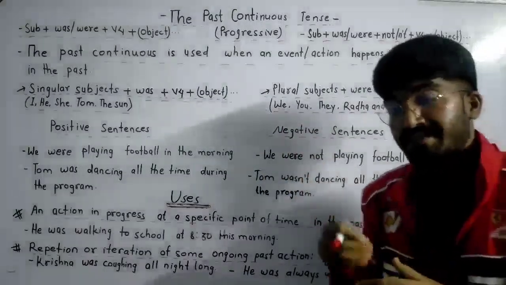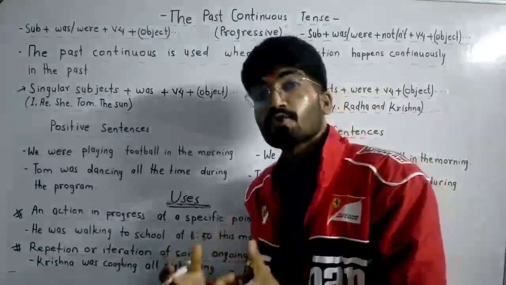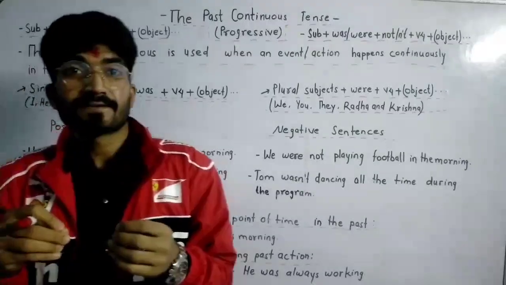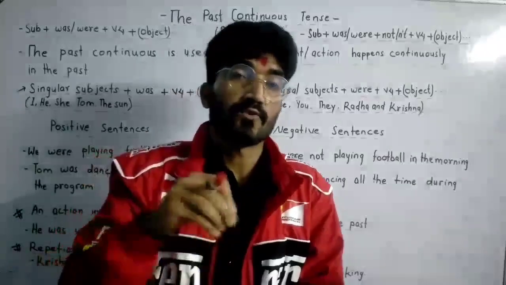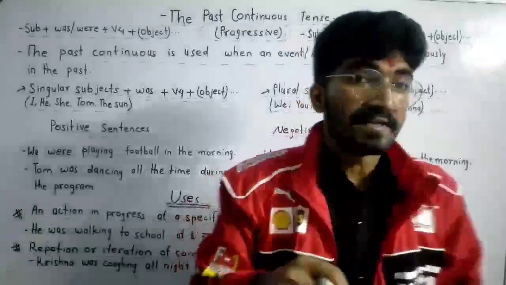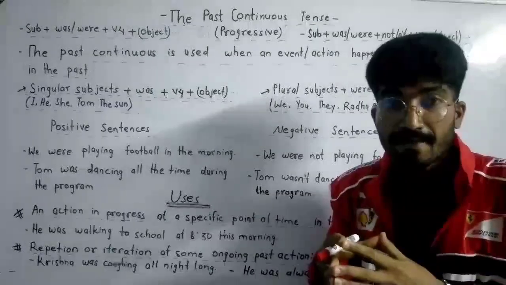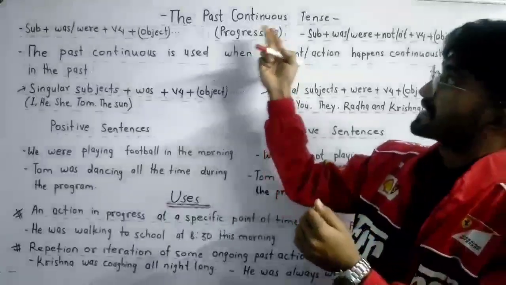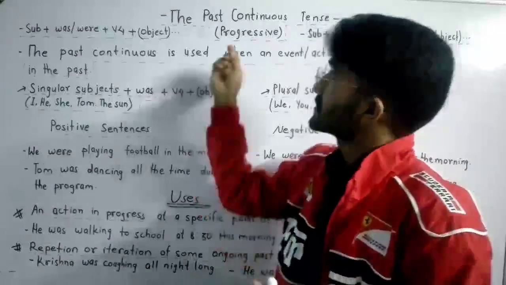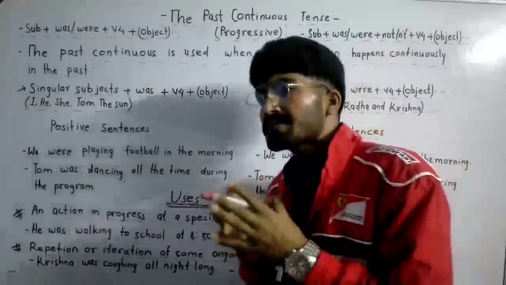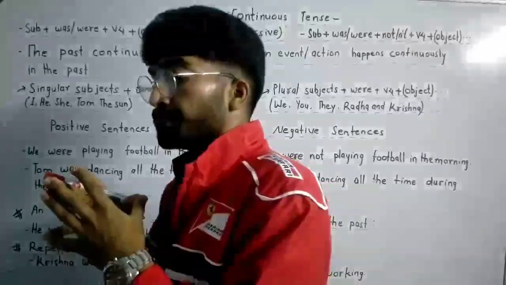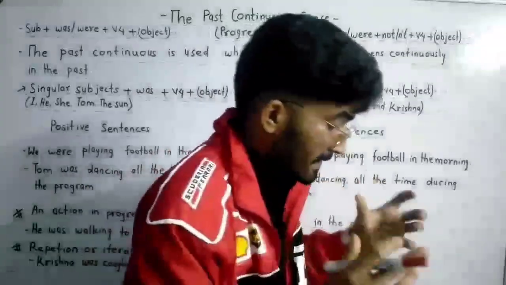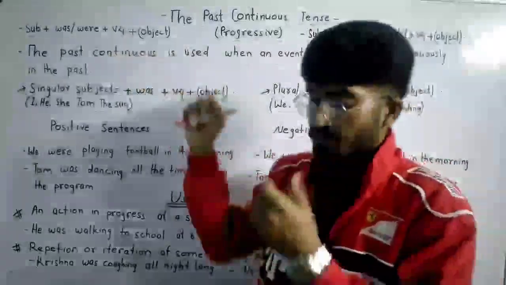tense. We don't know its starting and we don't know its ending, but we only know something was going on, something was happening, somebody was doing something continuously but in the past. At that time we use the past continuous tense. And talking about its structure, while forming positive past continuous sentences, at that time we can use this structure.